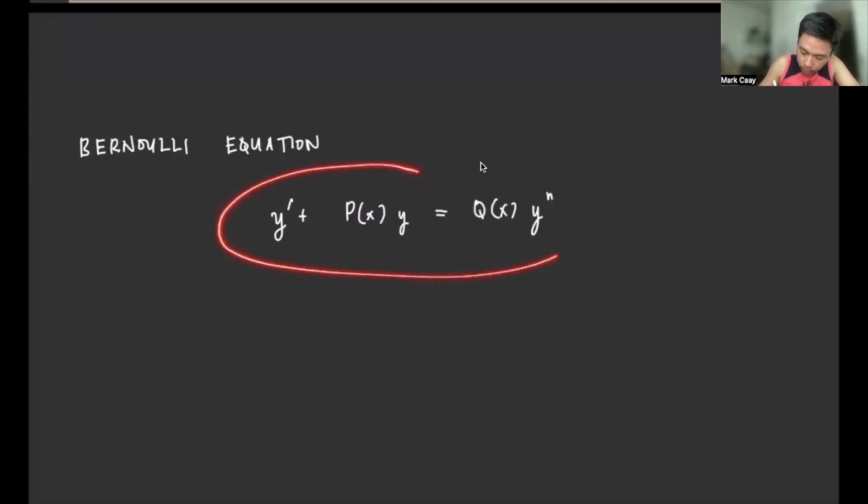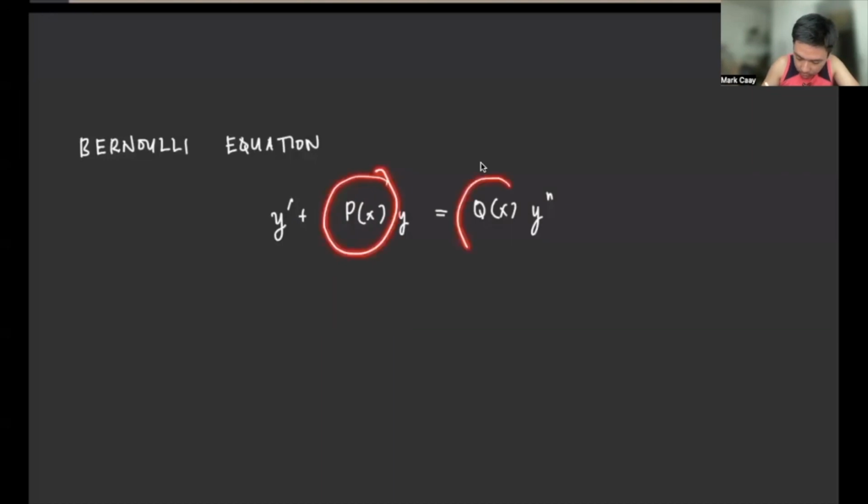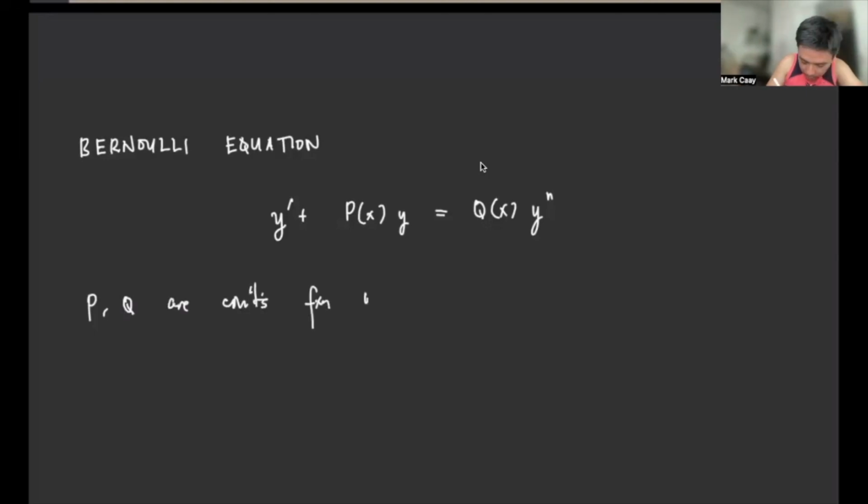Okay, so suppose we have a differential equation of the form y prime plus p of x y equals q of x y to the n. So, ito yung itsura ng differential equation natin. These are actually common to our differential equations class. Remember, p and q are functions of x, and the conditions are that p and q are continuous functions on some interval.